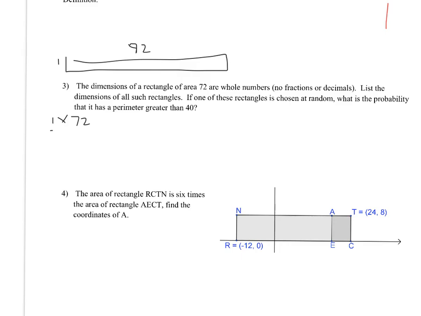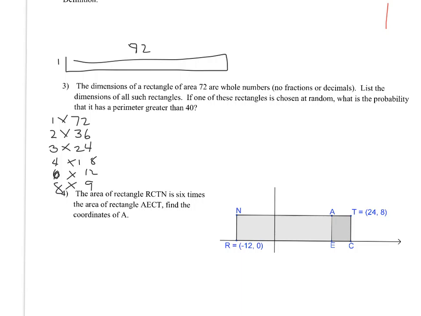And then we've got 2 times 36, so the width being 2, the length being 36. We could have 3 times 24. We could have 4 times 18. Not 5, but we could have 6 times 12. And finally 8 times 9. And then they would start to repeat.